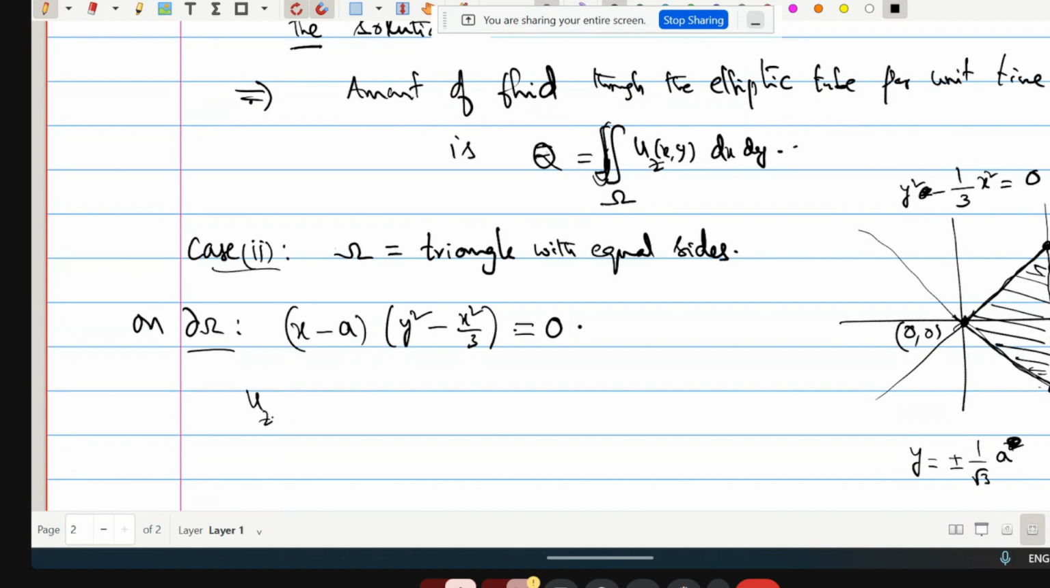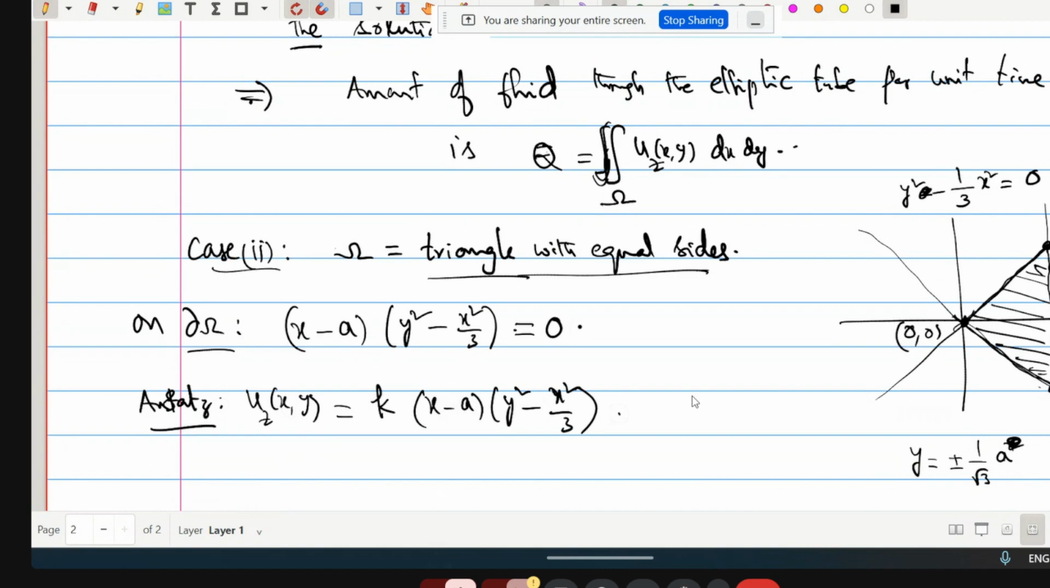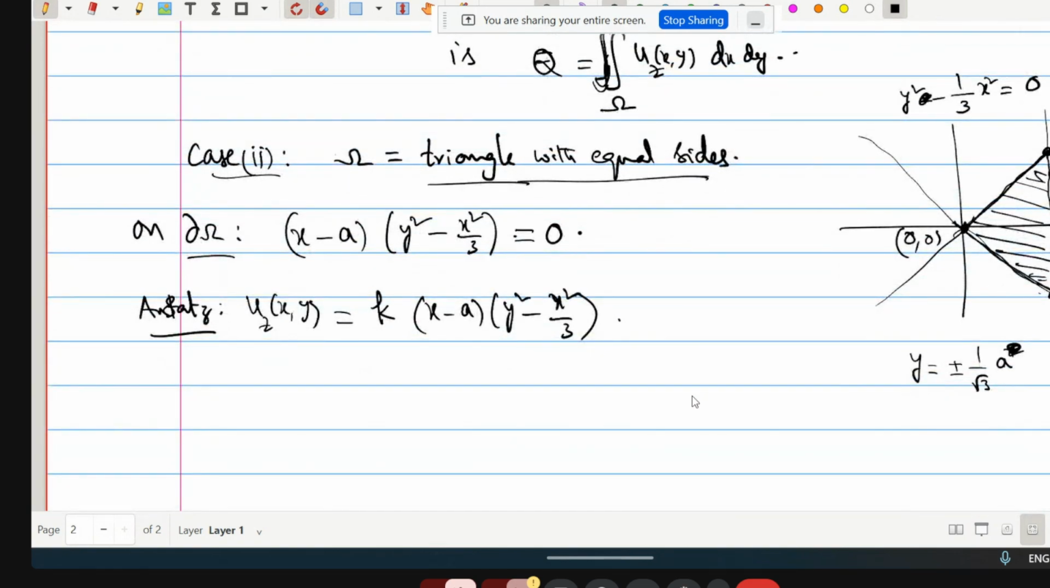I am looking for uz of x, y. Now for the problem in this triangular cross section, Ω is these sides. In this case, for uz of x, y, I call it the ansatz: some constant times (x minus a) into (y square minus x square by 3). This is not the only way. If I try to do my way, I'll have to do calculation, so I will only lose time. You can try the way you like, it's all the same. I'm just trying to imitate what they have. So this is the one.